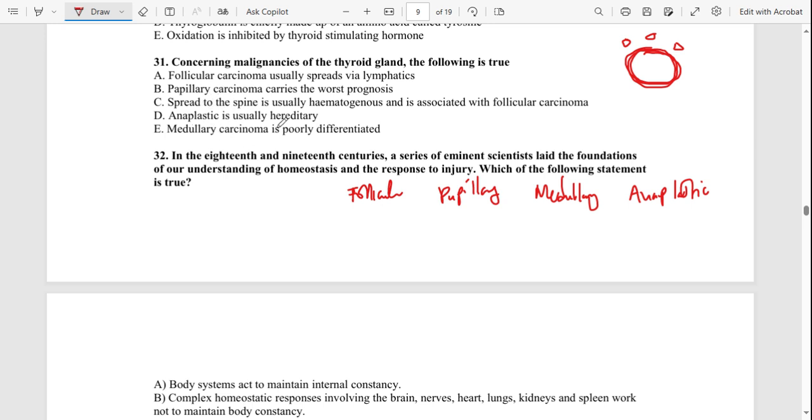He is saying medullary carcinoma is poorly differentiated. This is really not poorly differentiated. The one that is more poorly differentiated with worse prognosis is the anaplastic type. So this one is well differentiated with the others. Okay, so that is it for this one. So the best option is this C.